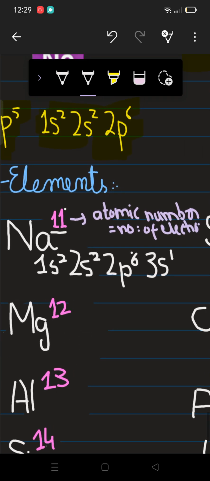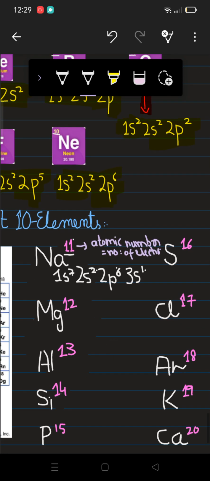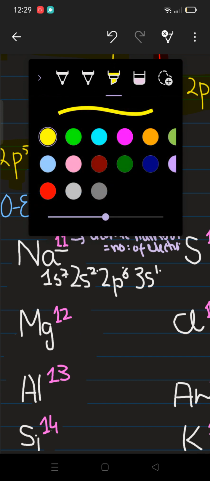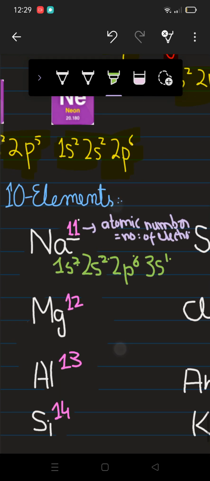Now let's count. 2 plus 2 is 4, 4 plus 6 is 10, 10 plus 1 is 11. Now it is satisfying that 11 electrons would be present in the sodium atom. So the sodium configuration is 1s2, 2s2, 2p6, 3s1.